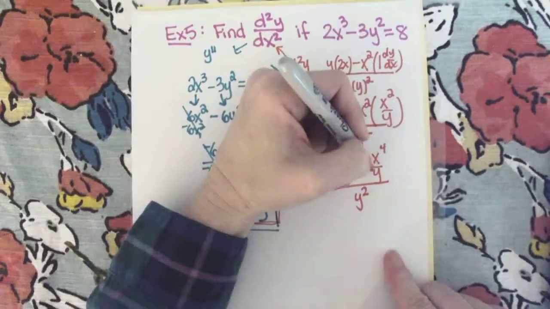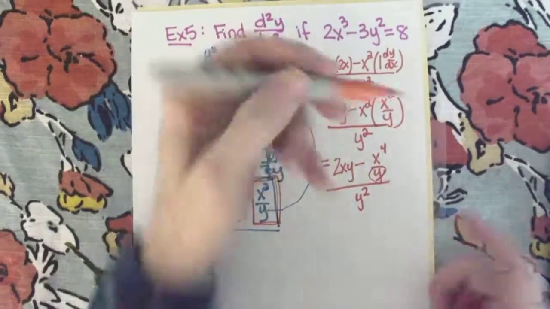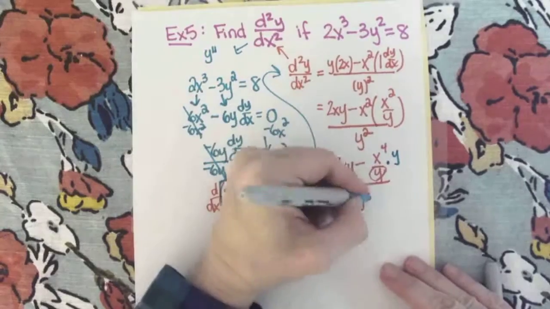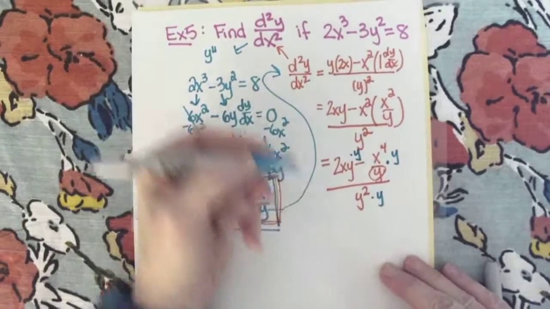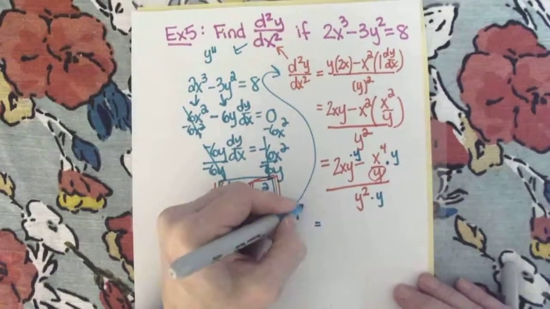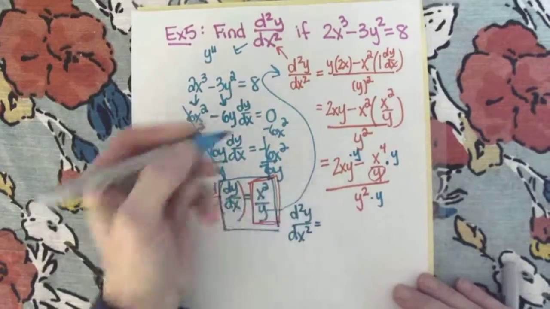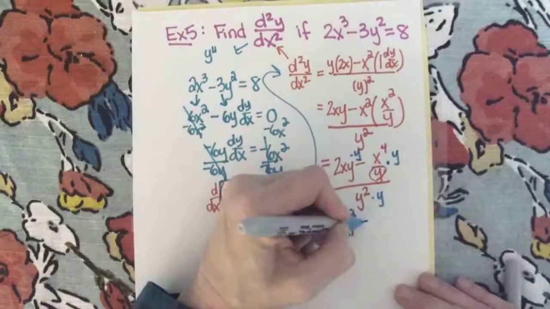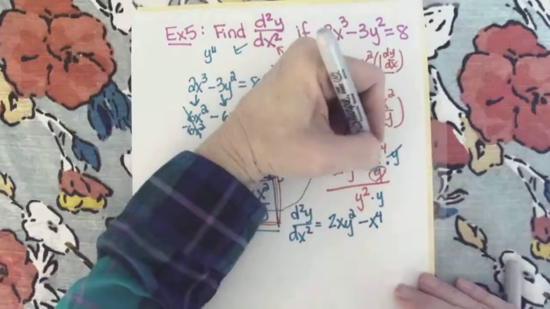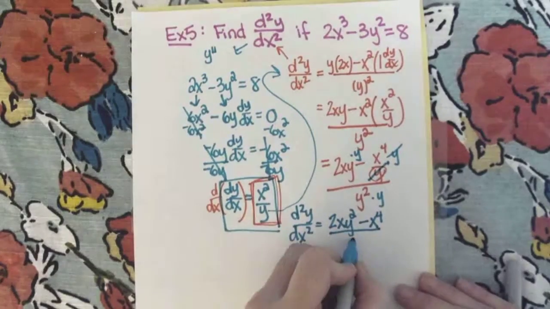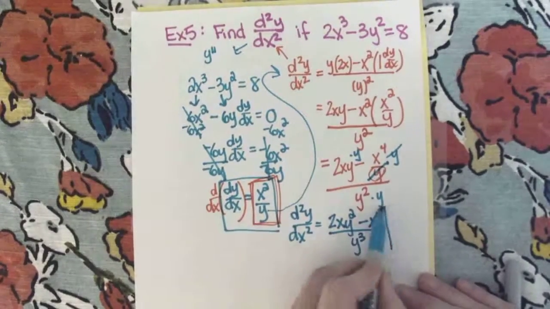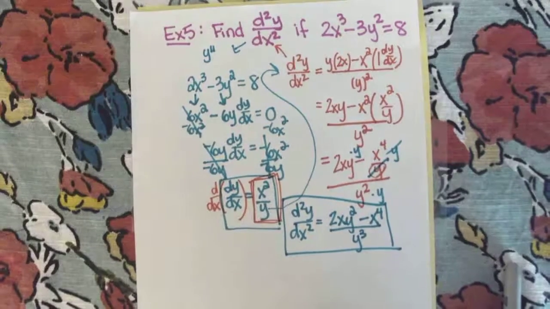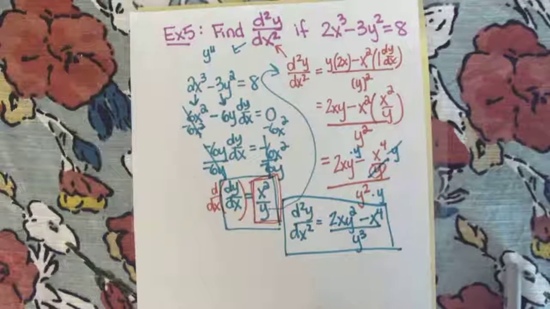But now I have a complex fraction, so I think what I'll do to finish this, since I want to get rid of this y right here, I'm going to go ahead and multiply each term by y. So I'm going to multiply this guy by y, this guy by y, and this guy by y. So my final answer, second derivative of y with respect to x, is going to be 2xy squared minus x to the 4th, because these are going to cancel, all over y to the 3rd. And there you have it, second derivative with implicit differentiation.